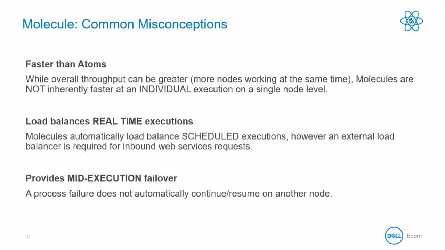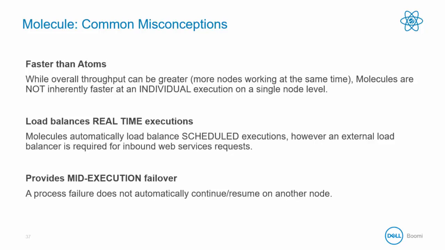Let's clear up a few misconceptions that are common when people compare atoms and molecules. The first misconception is that molecules are faster than atoms. You think that more power is more speed, right? Well, while overall throughput can be greater, because you have more nodes working at the same time, molecules are not inherently faster at an individual execution on a single node level.